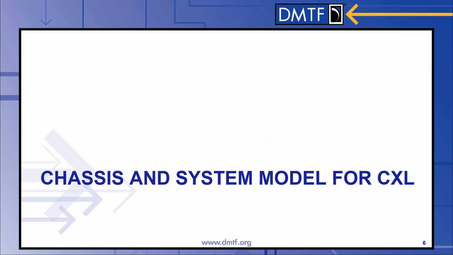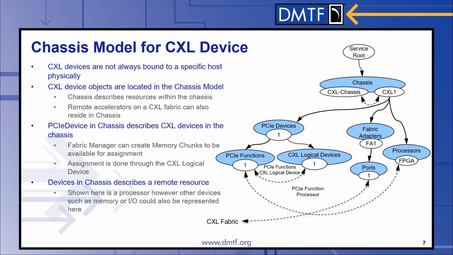Let's move to the chassis and system model for CXL devices. CXL devices are not always bound to a host physically. They could be in a separate chassis and accessible through a CXL switch or fabric. Because of this, we have CXL device objects defined in the chassis model. The chassis model describes resources within a chassis. Remote accelerators attached to a CXL fabric can also reside in the chassis model.